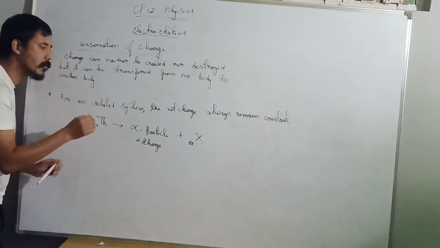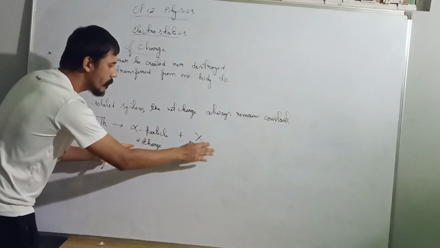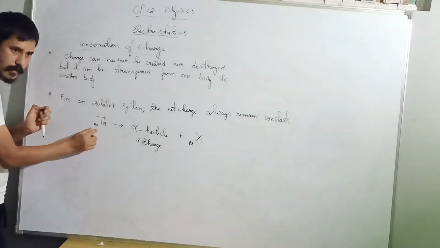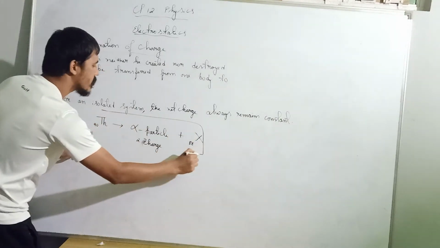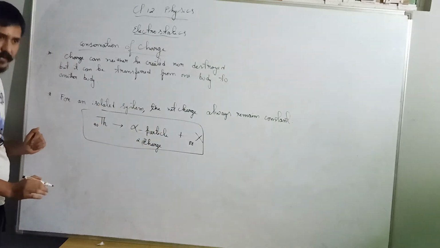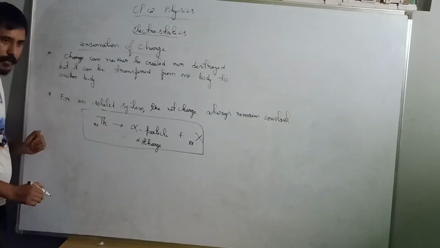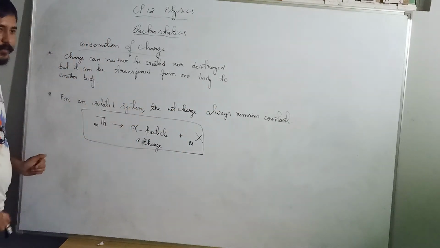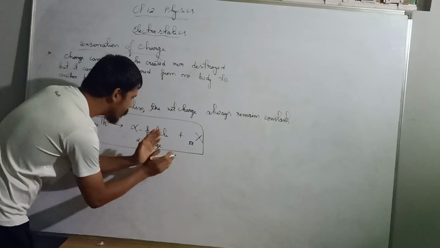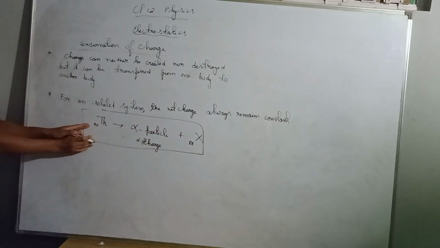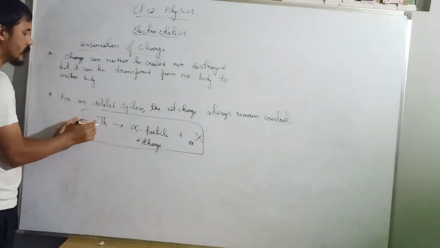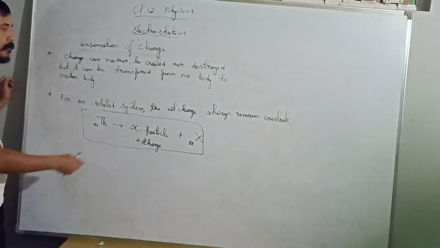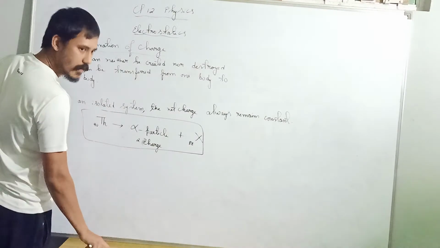That means the net charge always remains constant. Are you getting me? The net charge always remains constant. So when you combine these two, it will be equivalent to this. The charge altogether will be 90. So for an isolated system, the net charge always remains constant.